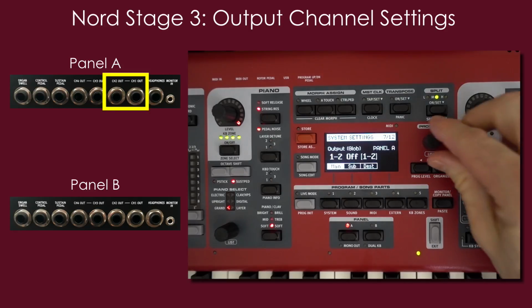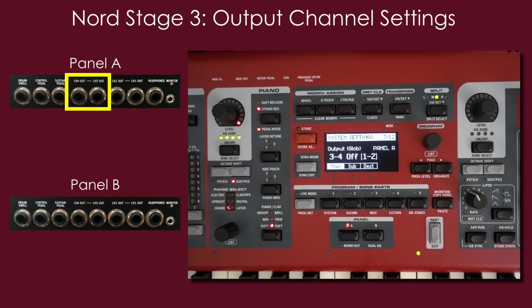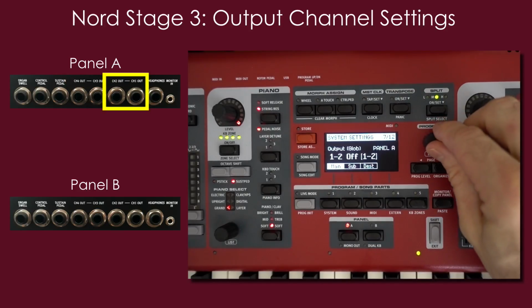Let's see what options we have here. We have 1 and 2, we have 3 and 4 only, and remember, if it's set to 3 and 4, it's only going to come out of 3 and 4. Here, it's only going to come out of 1 and 2.